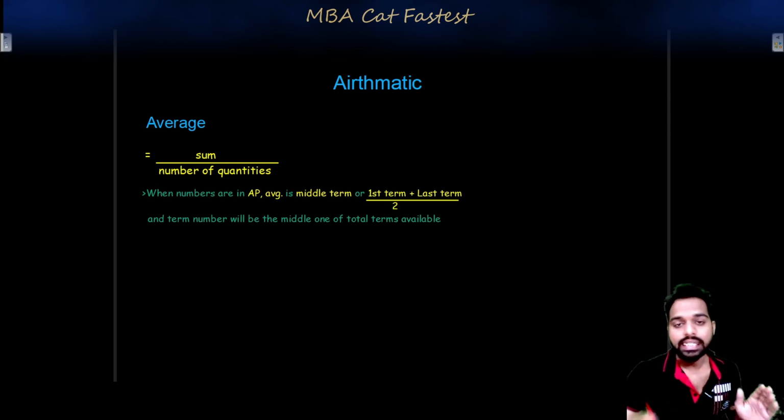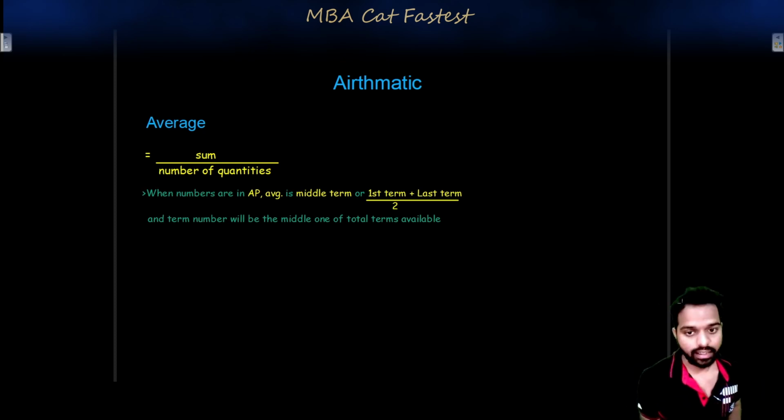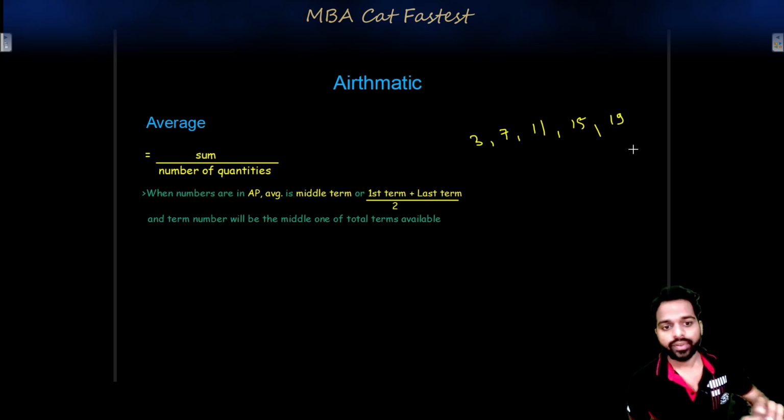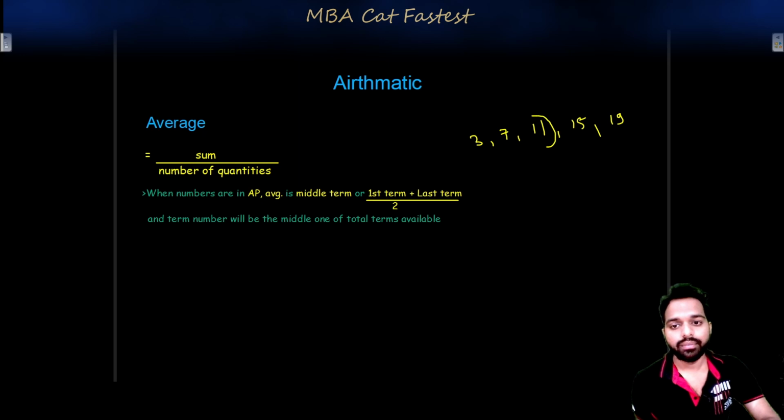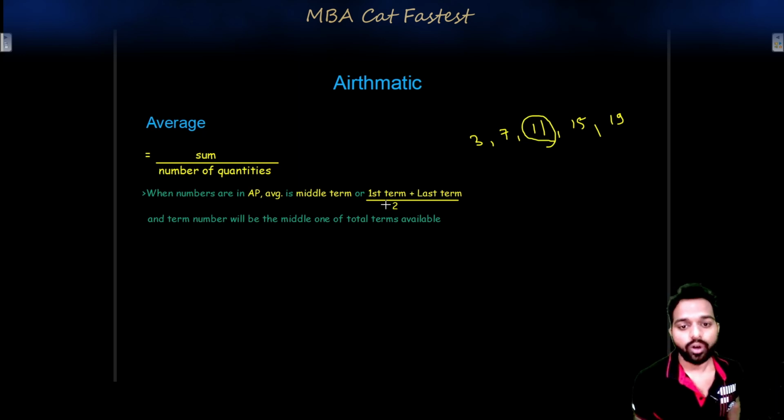Now, if these quantities are arranged in an AP, let's say the quantities are 3, 7, 11, 15, and 19. These are arranged in an AP. So the average would automatically become the middle term, which can also be given by first term plus last term divided by 2. And the term number will be the middle term.